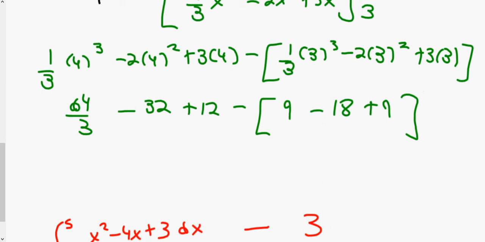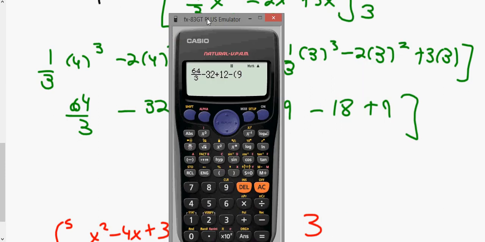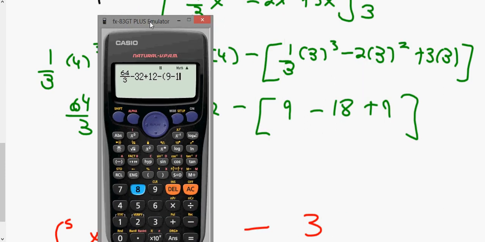We should probably use the calculator now. So that's going to be 64 over 3 minus 32 plus 12, minus, now bracket 9 minus 18 plus 9, which has actually turned out to be 0 in the end anyway. Now, what we got there was minus 239 over 3.